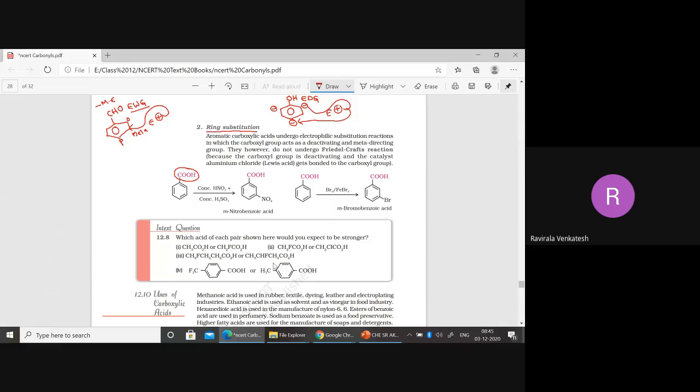When you have an electron donating group like OH or chlorobenzene, when you have chlorobenzene, which group is it? Electron donating group.